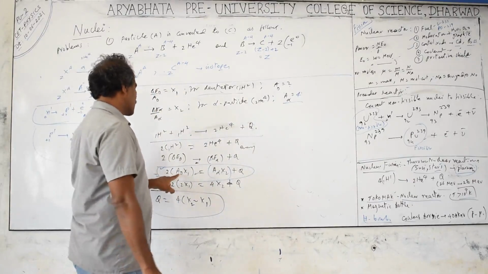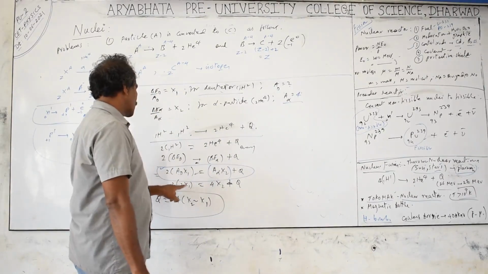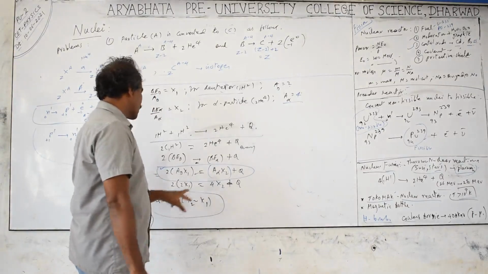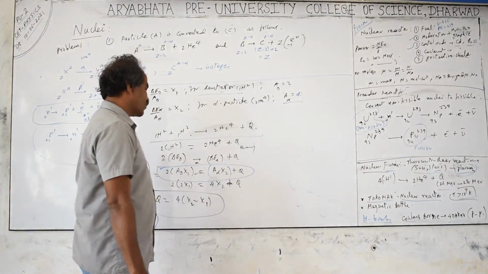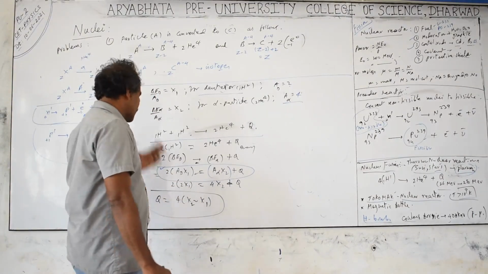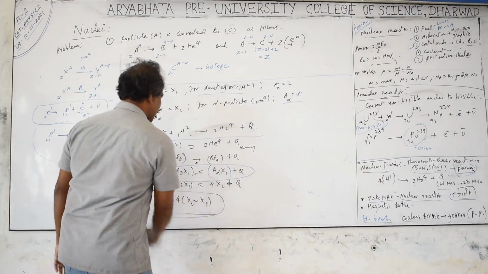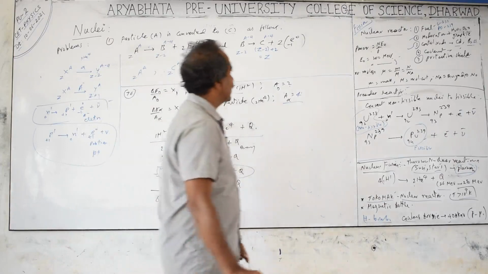The mass number of this deuterium is 2. So 2 into x1, 2 into 2 is 4x1, and this is 4x2. So Q becomes equal to 4x1 minus 4x2. Minus, you can take out common, that only indicates exothermic relations, energy released. The expression option given is 4 times (x2 minus x1).